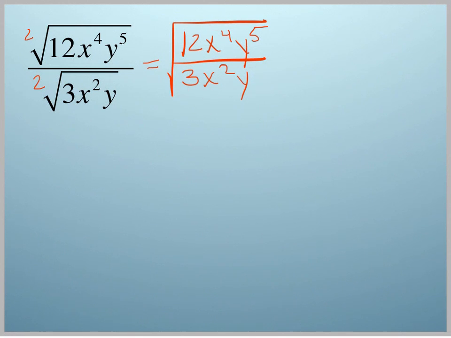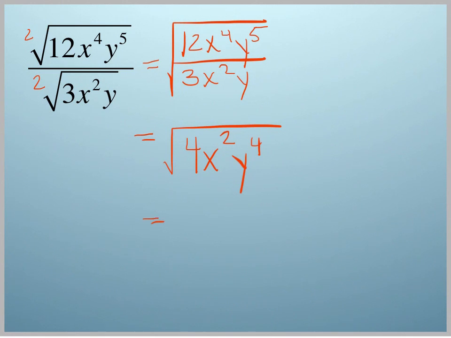Now by combining it into a single radical, I can simplify this fraction. Well, 12 divided by 3 is 4. x to the 4th over x squared simplifies to x squared. Then y to the 5th over y simplifies to y to the 4th. Now we still have the square root. Well, now it turns into a lot easier problem.